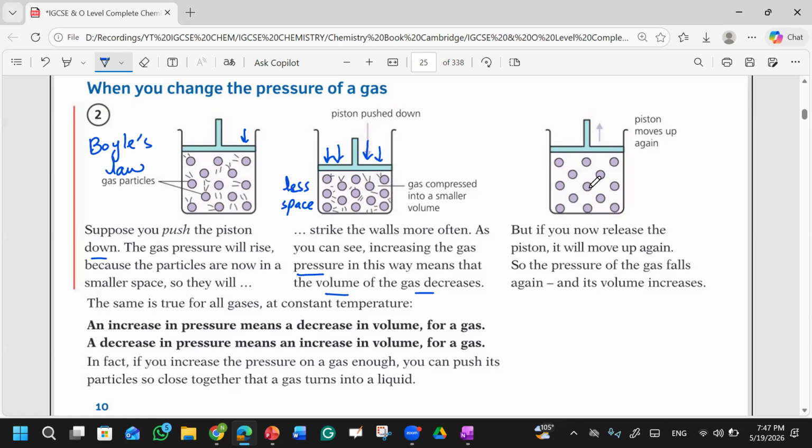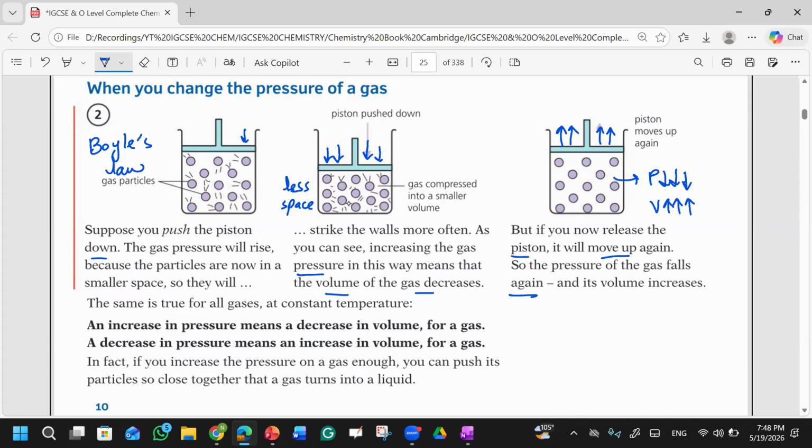And what will happen if you move the piston away? Obviously, the pressure inside will decrease, and the volume will increase. Now, if you release the piston, it will move up again. So the pressure of the gas falls again.